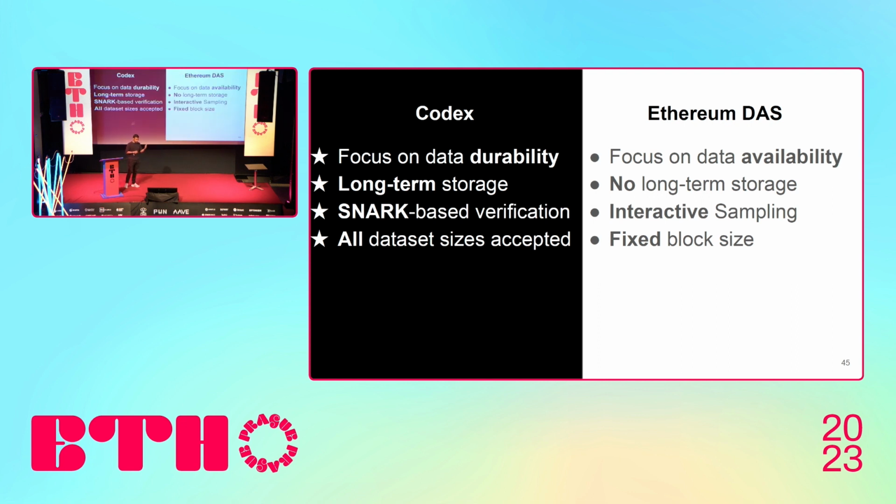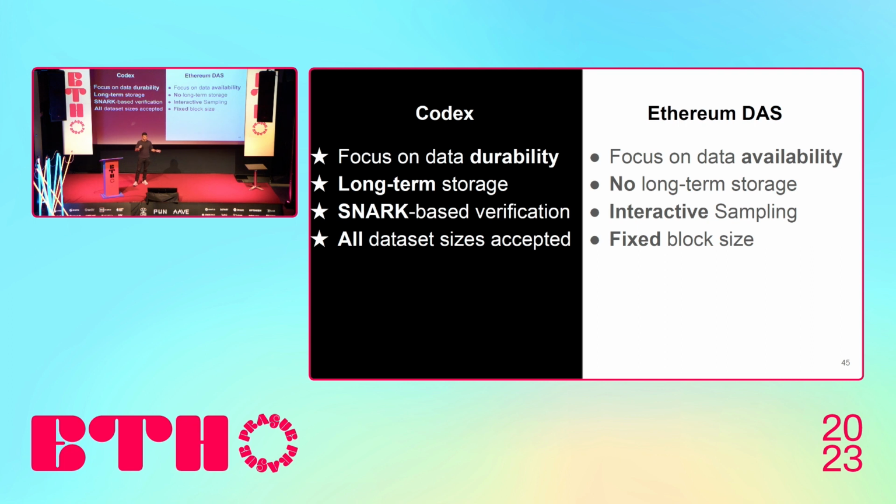Now, I wanted to mention a little bit about Codex, because we're also working on decentralized storage. Codex is focused more on data durability, which is different from data availability, okay? In the case of Ethereum DAS, we are focusing on availability and not on long-term storage. So those are two different perspectives. Also, the verification is quite different between Codex and Ethereum DAS. We have SNARK-based verification. In the case of Ethereum DAS, we have interactive sampling, right?